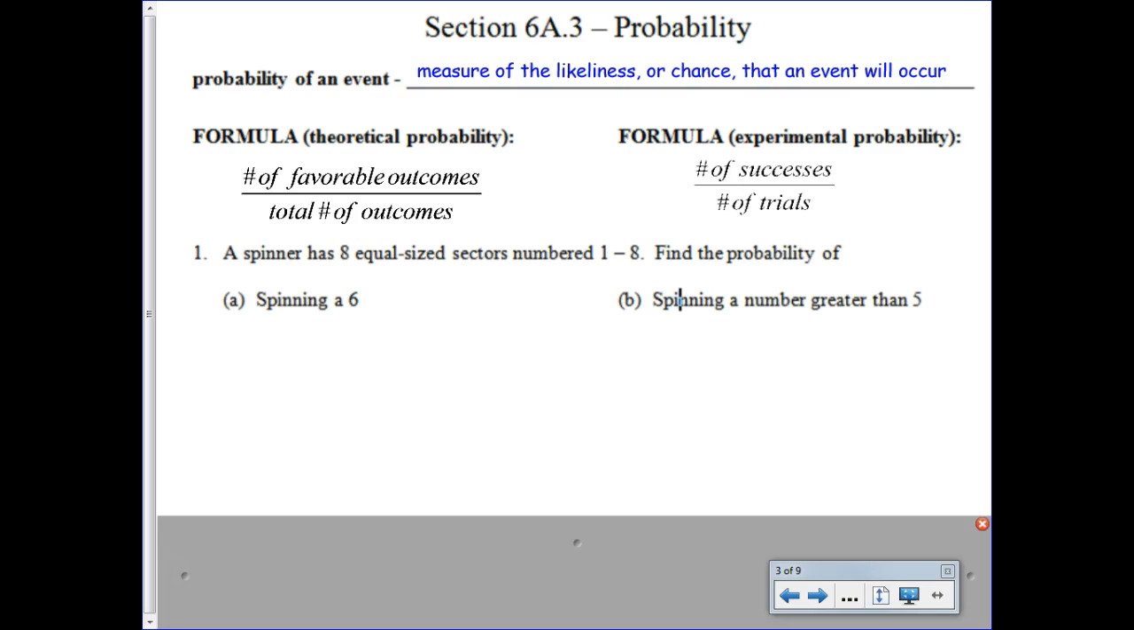So as we are looking through some of these, if you have a spinner that has 8 equal size sections, well, there are 8 different options that could happen there. So that would be your bottom number. And spinning a 6, how many of those spaces, those sectors, are a 6? Well, only one of them out of a total of 8. Spinning a number greater than 5, well, that could be a 6, a 7, or an 8. So there's 3 out of a total of 8.